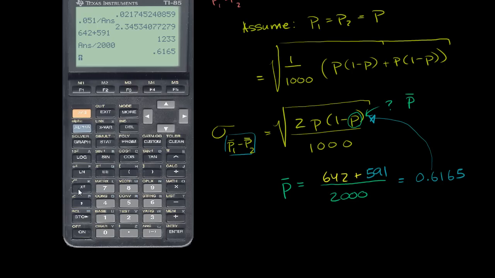It's going to be the square root of 2 times P, which is 0.6165, times 1 minus P, 1 minus 0.6165, divided by 1,000. Let me make sure I get 2 times 0.6165, that's that P right there, times 1 minus P, divided by 1,000. We're taking the square root of the whole thing. And so we get a standard deviation of 0.0217.